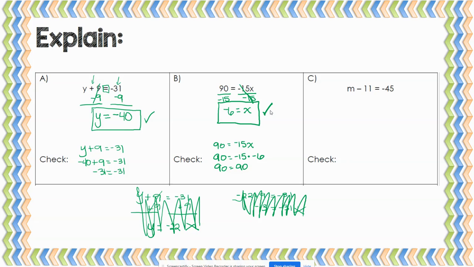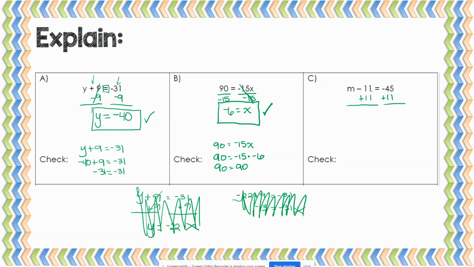Part C says m minus 11 equals negative 45. For C, I notice that my variable is m, and m is on the left side of my equation, but it has a minus 11 with it. That means I need to do the inverse or the opposite of subtracting 11. The opposite of subtracting 11 is adding 11 on both sides of my equation.